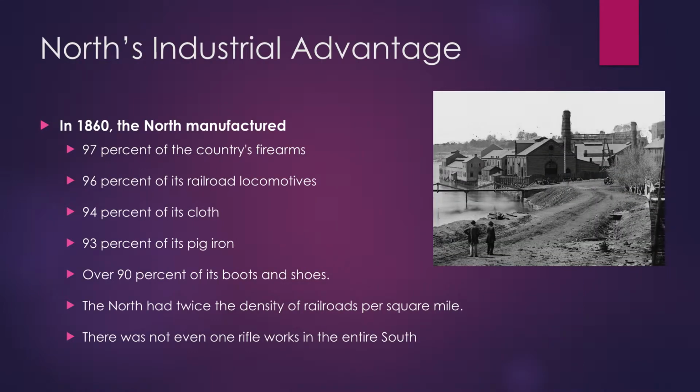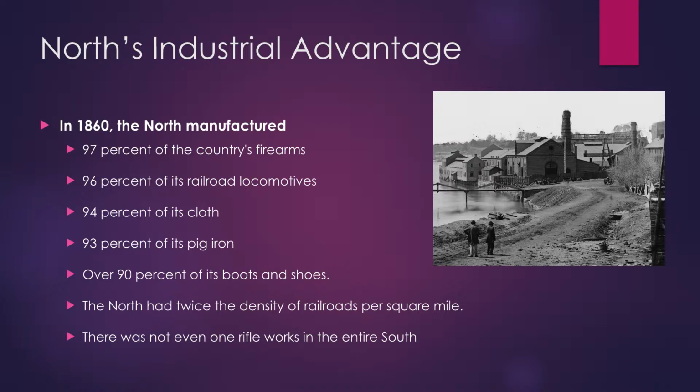Now, the one clear advantage the North had over the South was its industrial advantage. At the beginning of the Civil War, the Confederacy, the South, had only 1/9 the industrial capacity of the Union. In 1860, the North, the Union, manufactured 97% of the country's firearms, meaning guns. They manufactured 96% of the railroad locomotives, and 94% of all cloth was manufactured in the North.